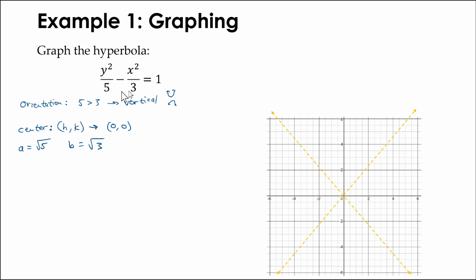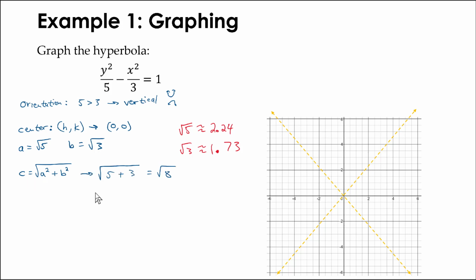We need to know our a and our b. That's just going to be the square root of the denominators of our fractions, and I'll put the decimal approximations for the square root of 5 and the square root of 3 up here. Then our c value we can find by this relationship that we've seen before. It's going to be the square root of 8. Again, I'll put the decimal approximation up there.